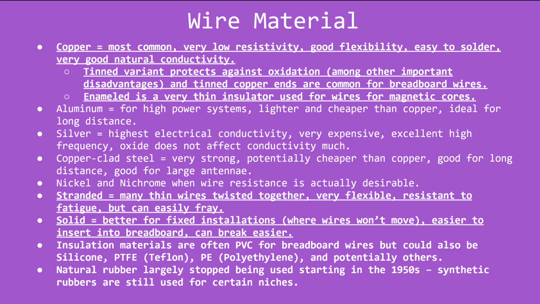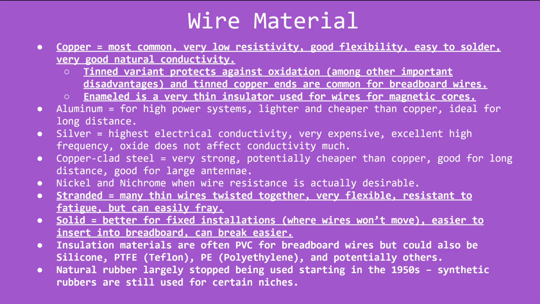You can have a tin variant, which protects against oxidation. I've talked about tinning wires. The tin ends are also very common for breadboard wires. It just makes the ends stiffer so that they fit better. Enameled is when you put a really thin insulator, and it's used for wires for things like magnetic cores.